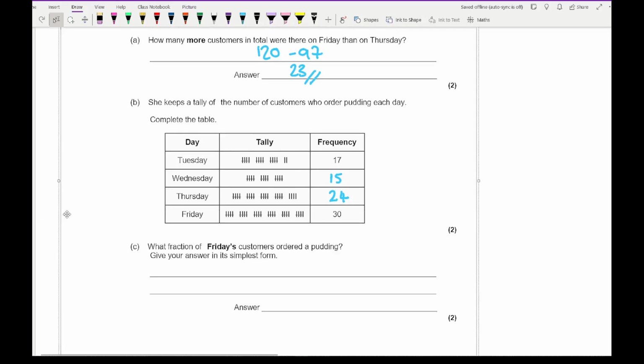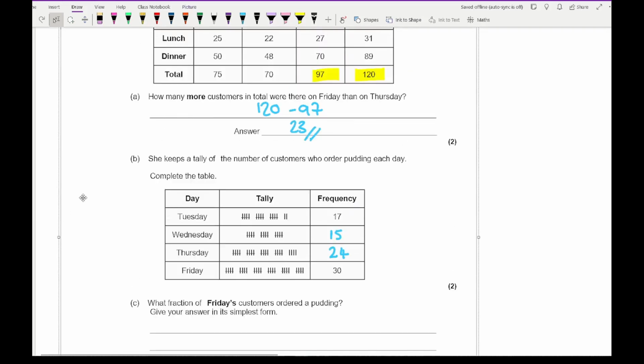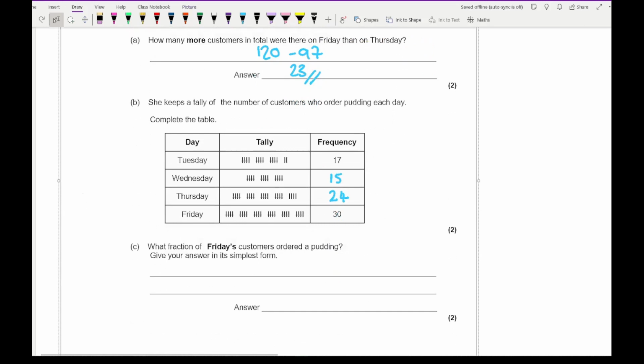So first of all, I need to work out the total number of customers on Friday, which is 120. And then the number of customers on Friday who ordered a pudding, which is going to be 30. And then I need to simplify 30 over 120, which is 3 over 12, which is 1/4.